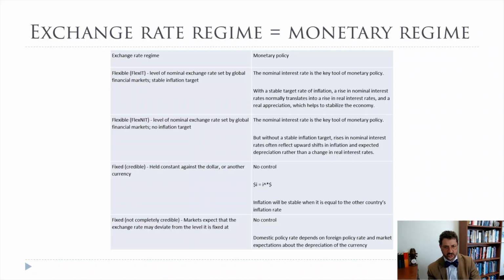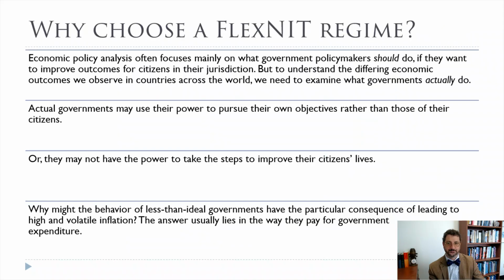Whereas a fixed exchange rate that's credible, that people believe is going to be fixed, will have to keep interest rates the same. The problem, of course, is that with a lot of fixed exchange rates, they lose credibility. Markets believe that they will not be able to keep their exchange rate the same, and that they will have to devalue their exchange rate. In that case, the global investors will require a higher interest rate than the foreign interest rate.